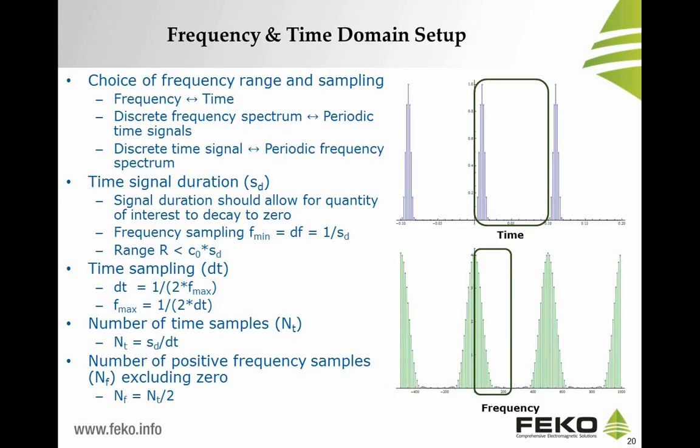Just some basic frequency and time domain concepts that we need to consider in the setup is obviously your choice of frequency range and your choice of time domain or time signal duration. Frequency and time is very interchangeable, so if you have a discrete frequency spectrum, you would get a periodic time signal, and if you get a discrete time signal, you would get a periodic frequency spectrum. For your time signal duration, it's important that your quantity of interest has decayed to 0. Your frequency sampling would then be 1 over your signal duration, which means your minimum frequency is basically just DC plus delta F, which we would then call F min.